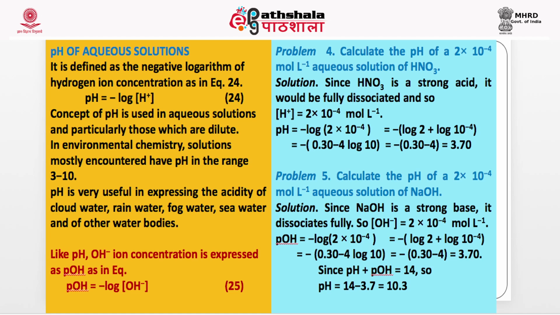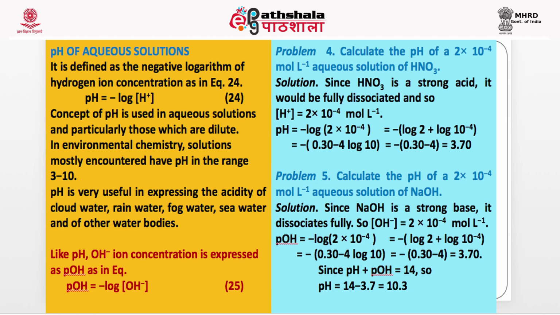In environmental chemistry, solutions mostly encountered have pH in the range 3 to 10. pH is very useful in expressing the acidity of groundwater, rainwater, fog water, sea water, and of all other water bodies. The way we express hydrogen concentration, we can also express OH ion concentration. A similar definition, pOH equal to minus log [OH-]. Now, we can take an example to express the point.